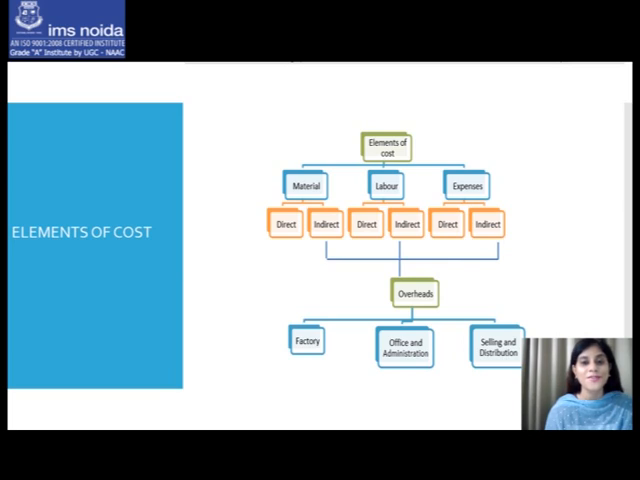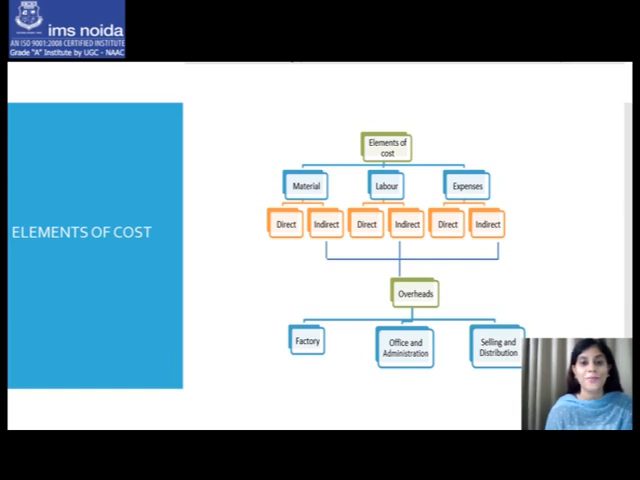Examples of indirect labor are charge hands and supervisors, maintenance workers, labor employed in service departments, material handling and internal transport, apprentices, trainees, instructors, factory clerical staff, and labor employed in time and security office.